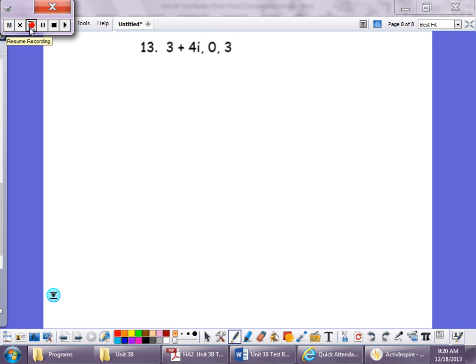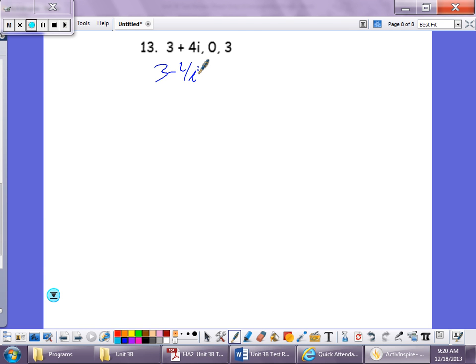Alright, so 13 wants you to write the least degree polynomial with a leading coefficient of 3 given these zeros. Now don't be tricked, okay? You're only given 3 zeros. That doesn't mean you only have 3 zeros. Anytime you have an i, what do you have to have? A minus i. So that means that 3 minus 4i also has to be a 0.